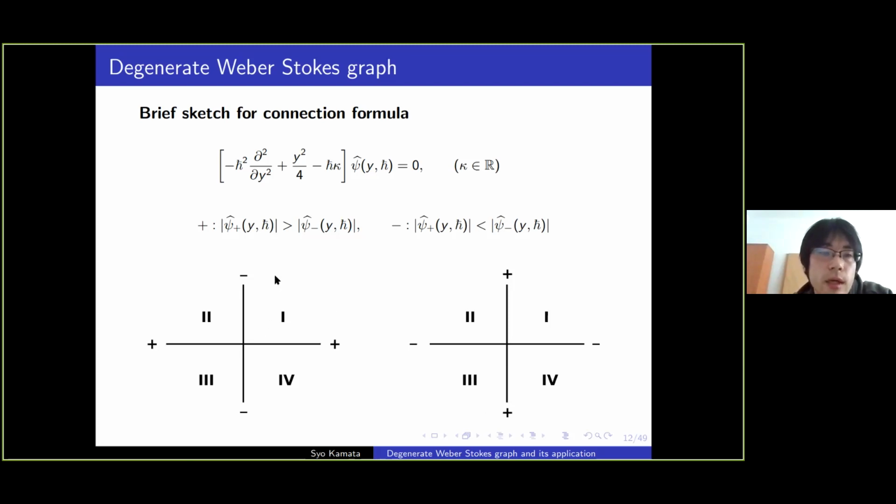And now in this case, we have 2 independent solutions. So we label these solutions psi plus and psi minus. One of them is basically exponentially growing, and the other one is an exponentially damping factor. So in this case, this psi plus has the exponential growth, which is dominant. And if you rotate by pi over 2, then psi minus is dominant, and this has an exponential damping. So we consider these 2 types.